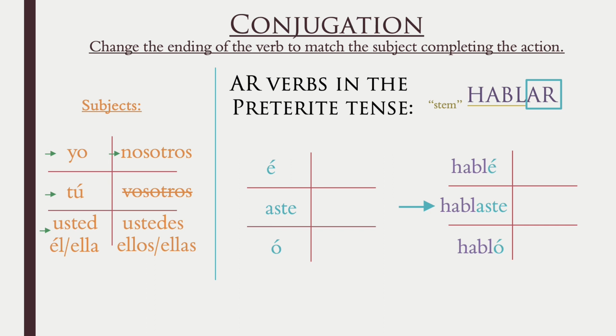Okay, nosotros, we. The ending for we in the preterite tense is going to be amos for AR verbs. So, keeping my stem the same, switching out that AR, I get hablamos. Remember, vosotros is y'all, but they mostly just use it in Spain, so we're not going to worry about it. The y'all we use is ustedes, and this box also is for ellos and ellas. The ending for that is aron. So I end up with hablaron. And those are the endings for AR verbs in the preterite tense.